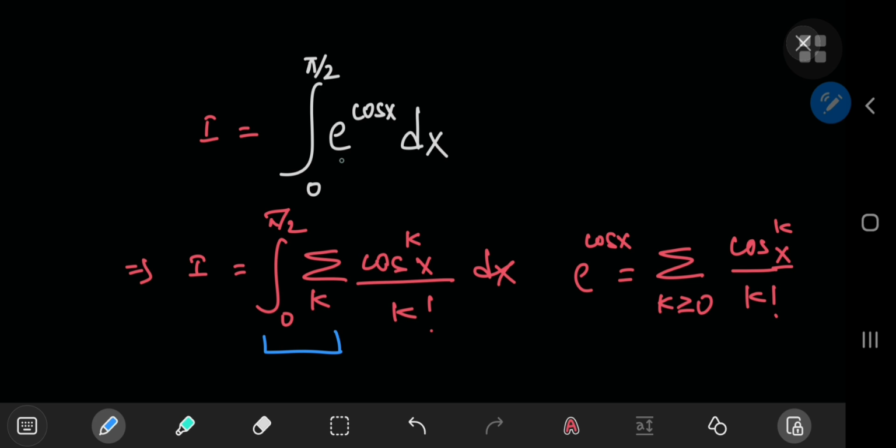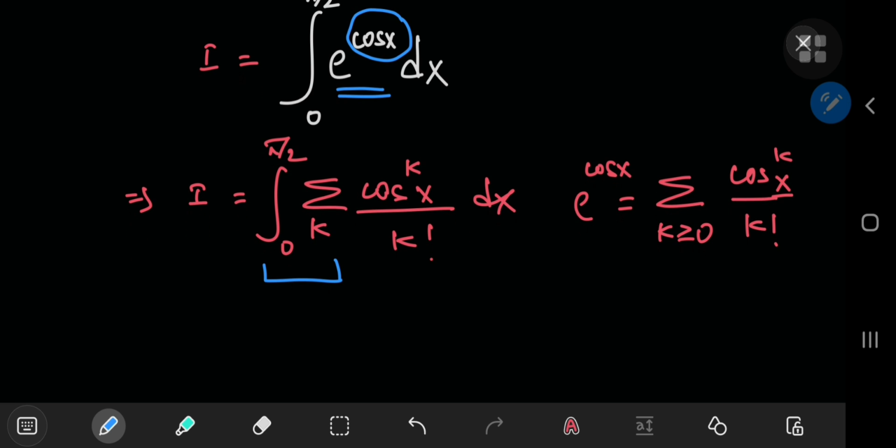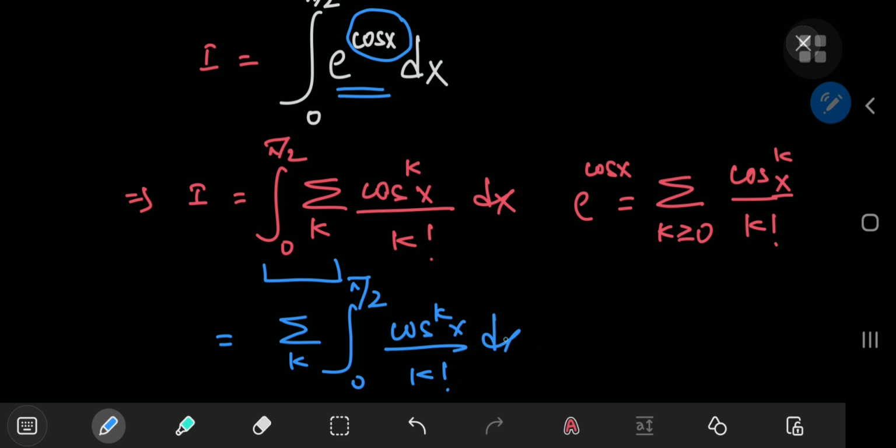Now notice that we have e to the cosine of x, and the cosine of x is a bounded function anyway. So we shouldn't have any problems with convergence whatsoever. And if you have a convergent series and you're integrating a convergent series, you may switch up the order of the summation and integration operators. So we have the infinite sum over k of the integral from 0 to pi by 2 of cosine to the k of x divided by k factorial.